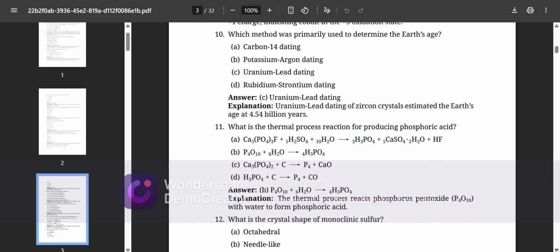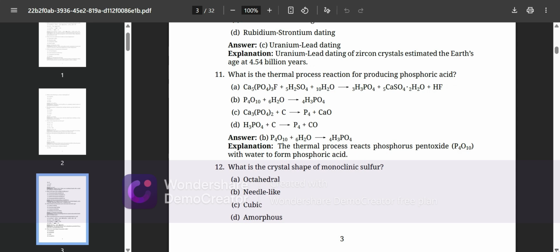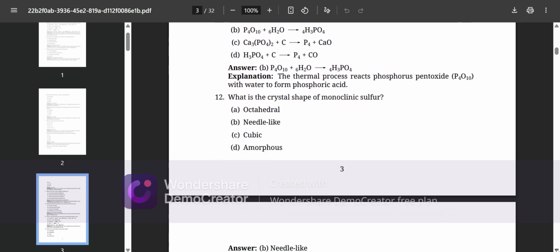oxidation state. Which method was primarily used to determine the Earth's age? Uranium-lead dating of zircon crystals estimated the Earth's age at 4.54 billion years. What is the thermal process reaction for producing phosphoric acid? P4O10 + 6H2O = 4H3PO4. The thermal process reacts phosphorus pentoxide P4O10 with water to form phosphoric acid.